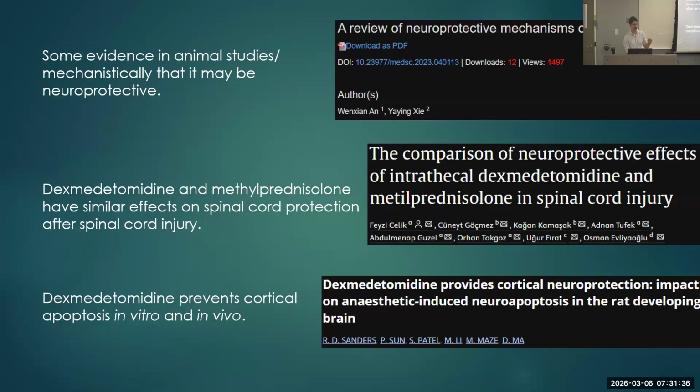Additionally, there's a handful of other papers that all look at how dexmedetomidine might actually be neuroprotective. There's one looking at mechanisms and kind of a summary of animal studies. The second one looks at intrathecal dexmed versus methylpred in a spinal cord injury model in rats and found that it was equally effective in, again, neuroprotection. They looked at rat fetal models on brain development, and again, it seems to provide cortical neuroprotection during a growing brain. So the data is objectively mixed and not very good.